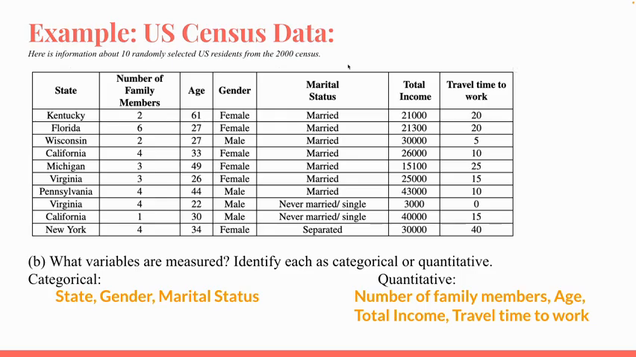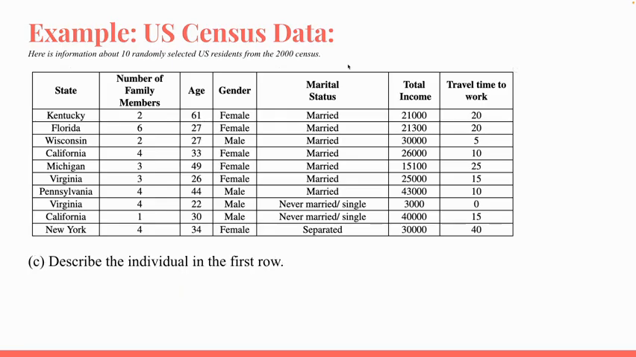Okay, let's go to the next question. Describe the individual in the first row. So let's look at the first row. Kentucky, 2, 61, female, married, 21,020. So we couldn't just put a star by this or just repeat it.